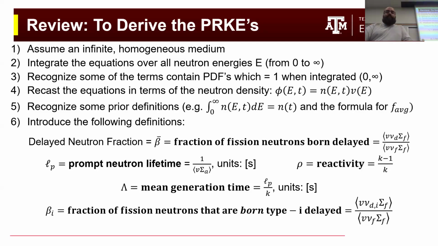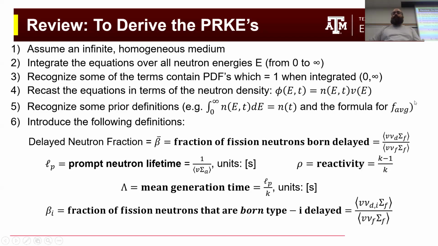That allowed us to simplify things a lot because a lot of those terms contain probability density functions in energy. And when we integrated them over 0 to infinity, a lot of those probability density functions turned to 1. And then instead of having the energy dependent flux, we rewrote it as an energy dependent neutron density times the neutron speed. And then we used some prior definitions that we had seen, like if you take that energy dependent neutron density and integrate it over all energies, that just gives you the regular old neutron density, which relates to the regular old scalar flux.